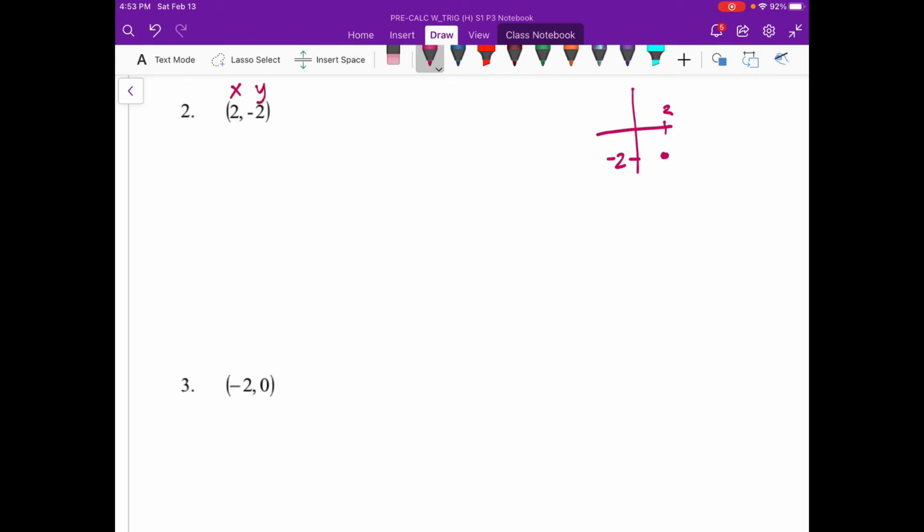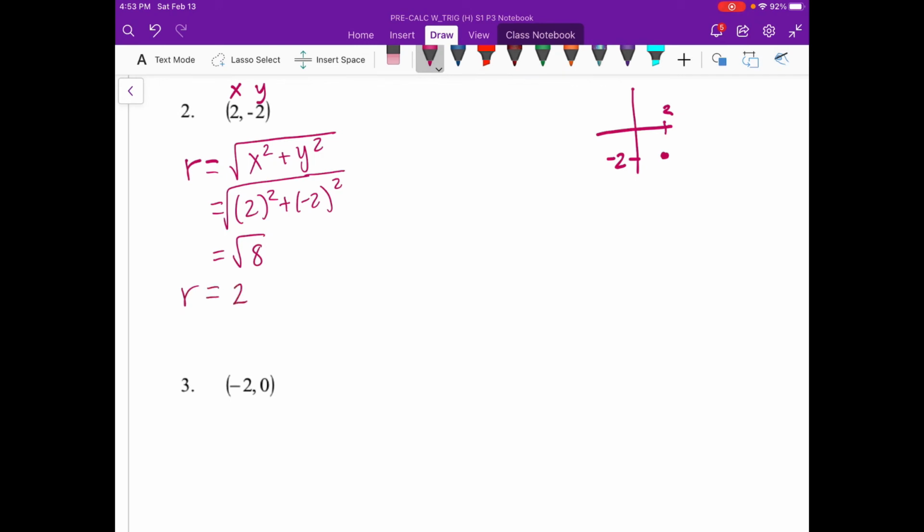So first, solving for r. Again, this is your x, this is your y. We're going from rectangular coordinates to polar coordinates. So to solve for r, we're going to do the square root of x squared plus y squared. In this case, that is 2 squared plus (-2) squared, which reduces to the square root of 8. And we are asking you to simplify that if possible, which reduces to 2 square root of 2. Okay, so that's your r. That's going to be my first number here.